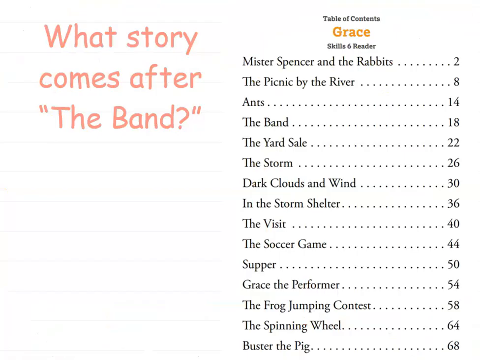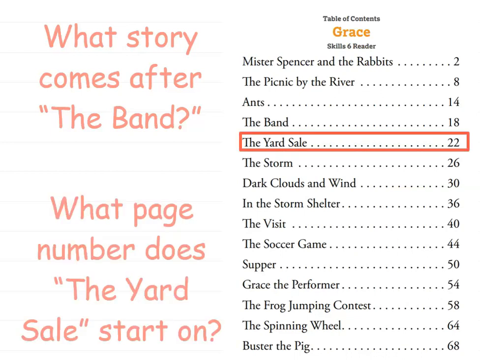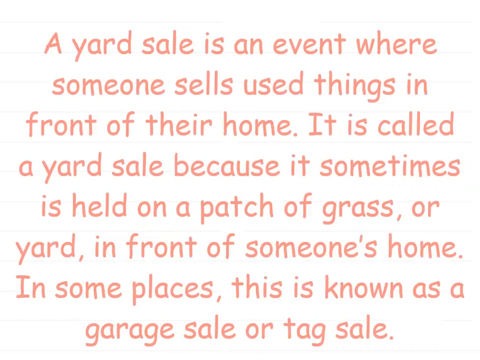What story comes after the band? Let's look at our table of contents. That's right, The Yard Sale. What page number does The Yard Sale start on? That's right, page 22. A yard sale is an event where someone sells used things in front of their home. It is called a yard sale because it is sometimes held on a patch of grass or yard in front of someone's home. In some places, this is known as a garage sale or tag sale.